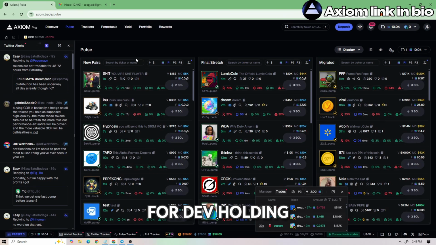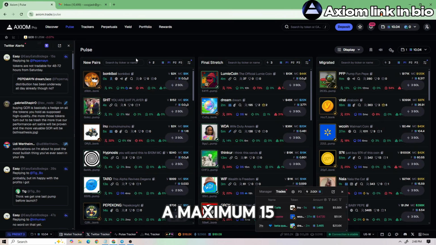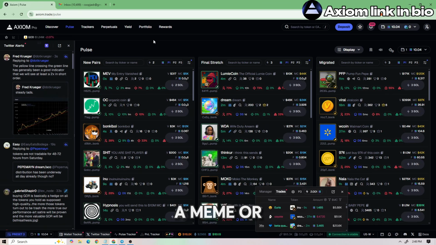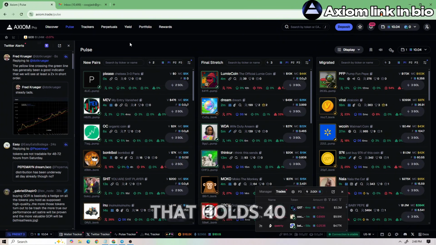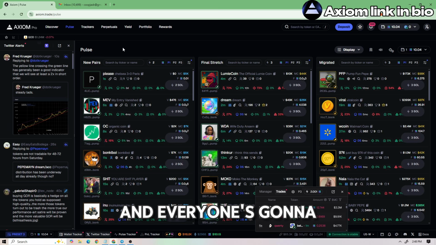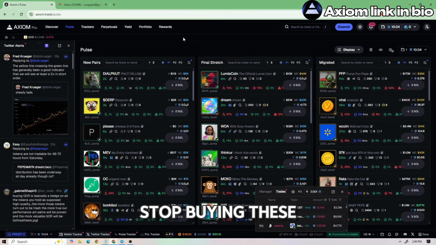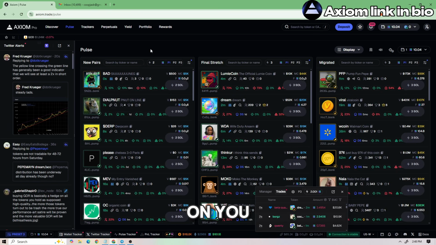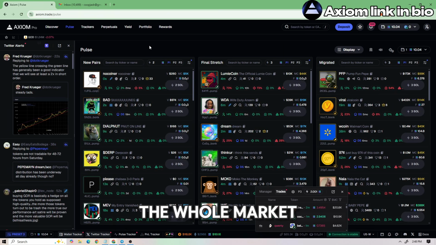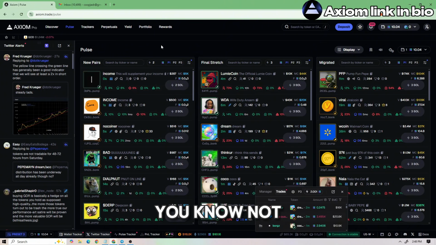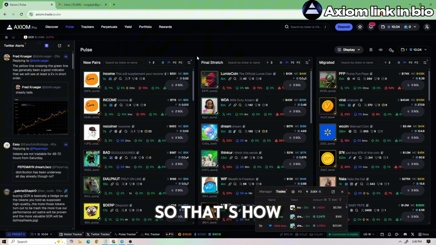Now the reason for dev holding maximum 15 to 20% is that when there's big tweet plays that come out, like Elon Musk tweets a meme or something, and it comes in here, the first coin will usually be created by a dev that holds 40 to 50%, and everyone's going to snipe it, quick buy it, and the dev is going to nuke on everybody. And we should stop buying these coins because you're most likely going to lose a lot of money if you buy in early and the dev nukes on you, and it's just not good for the whole market. So you need to wait for coins with a dev that has not any more than 20%. So that's how we have that on there.